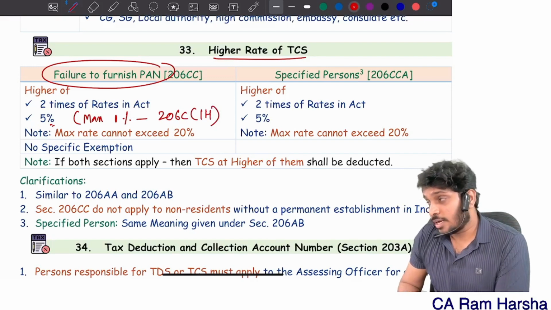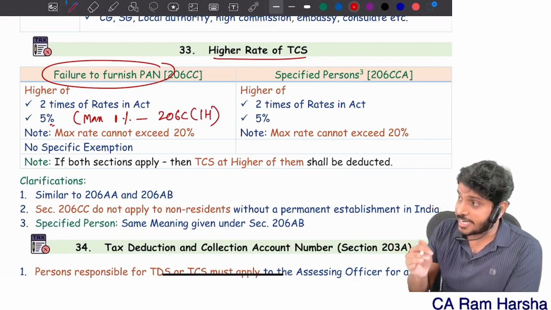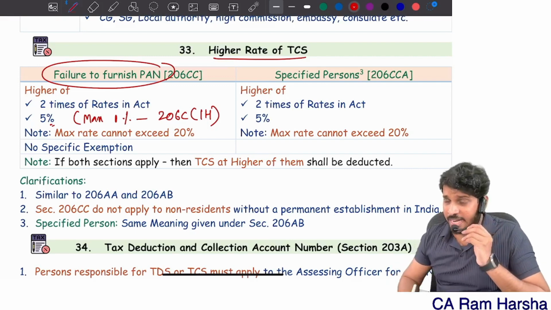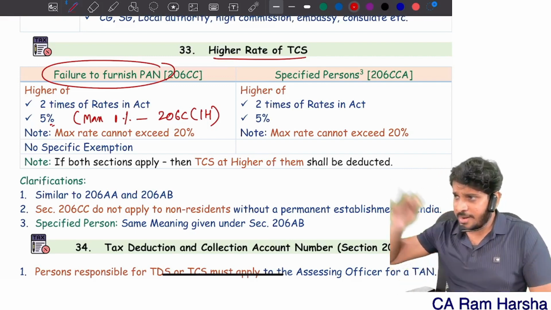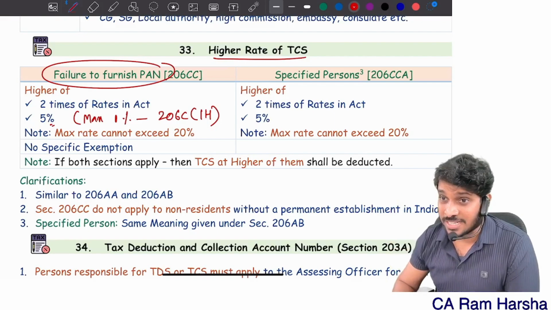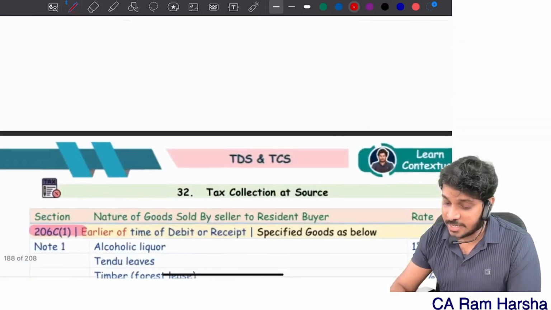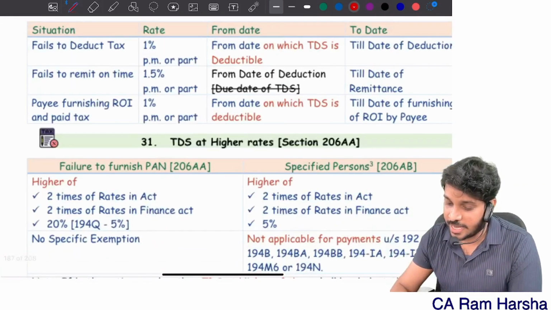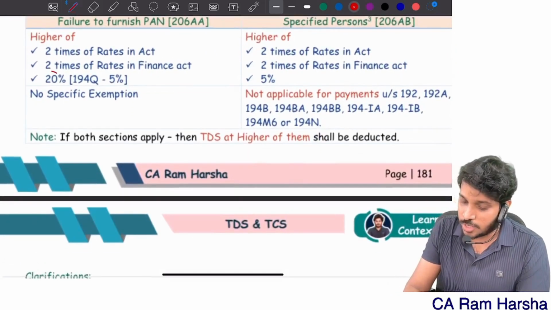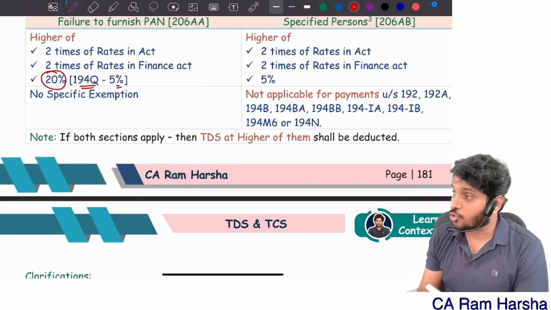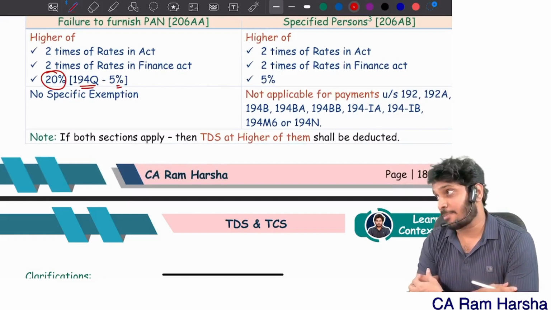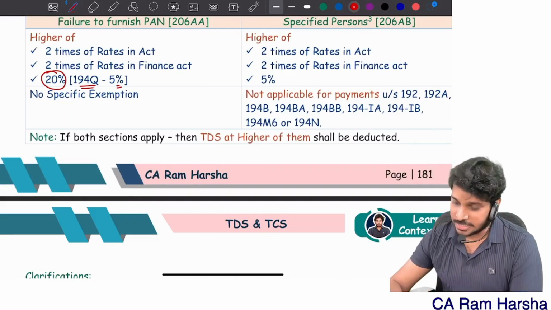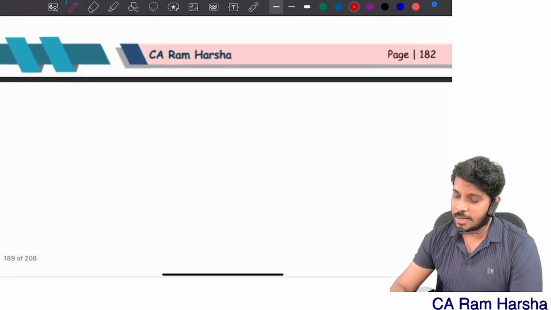194Q: if the buyer has to deduct TDS when paying to the seller, and the seller is not giving a PAN number, generally what is the maximum TDS rate? 20%. But under 194Q, the maximum TDS rate is 5%. Yes or no? That's it. Then the remaining provisions, I'll come back to later.